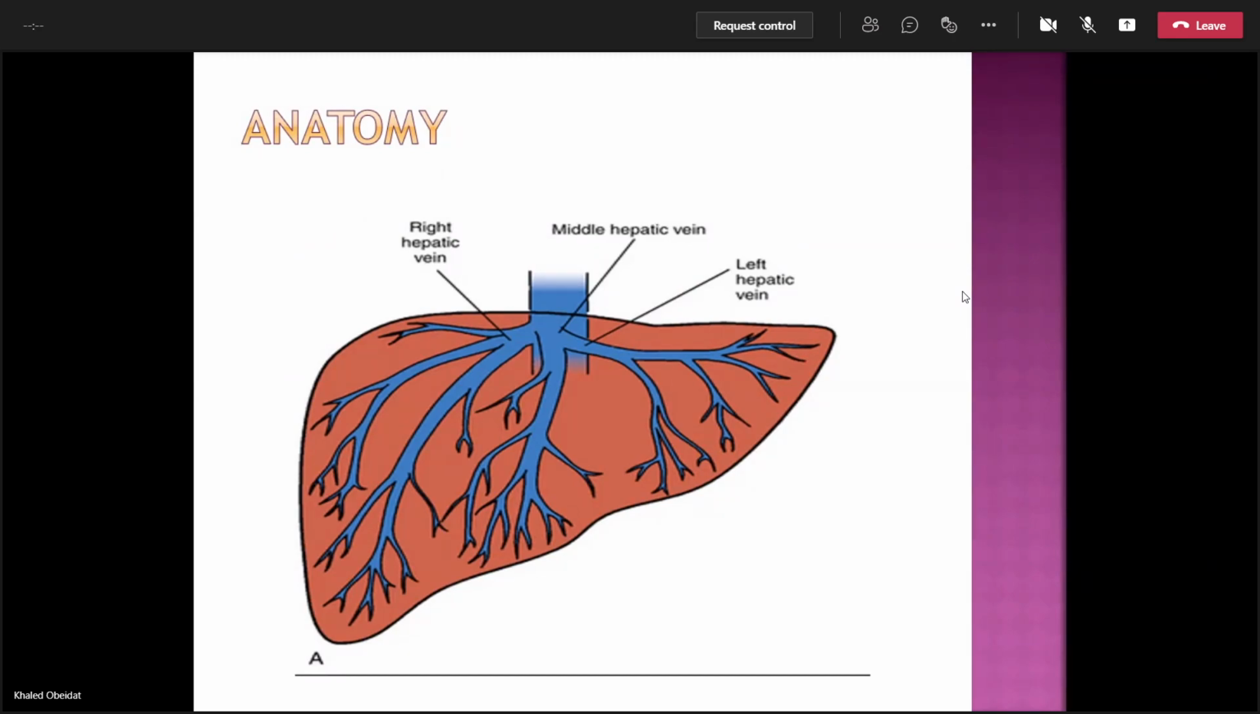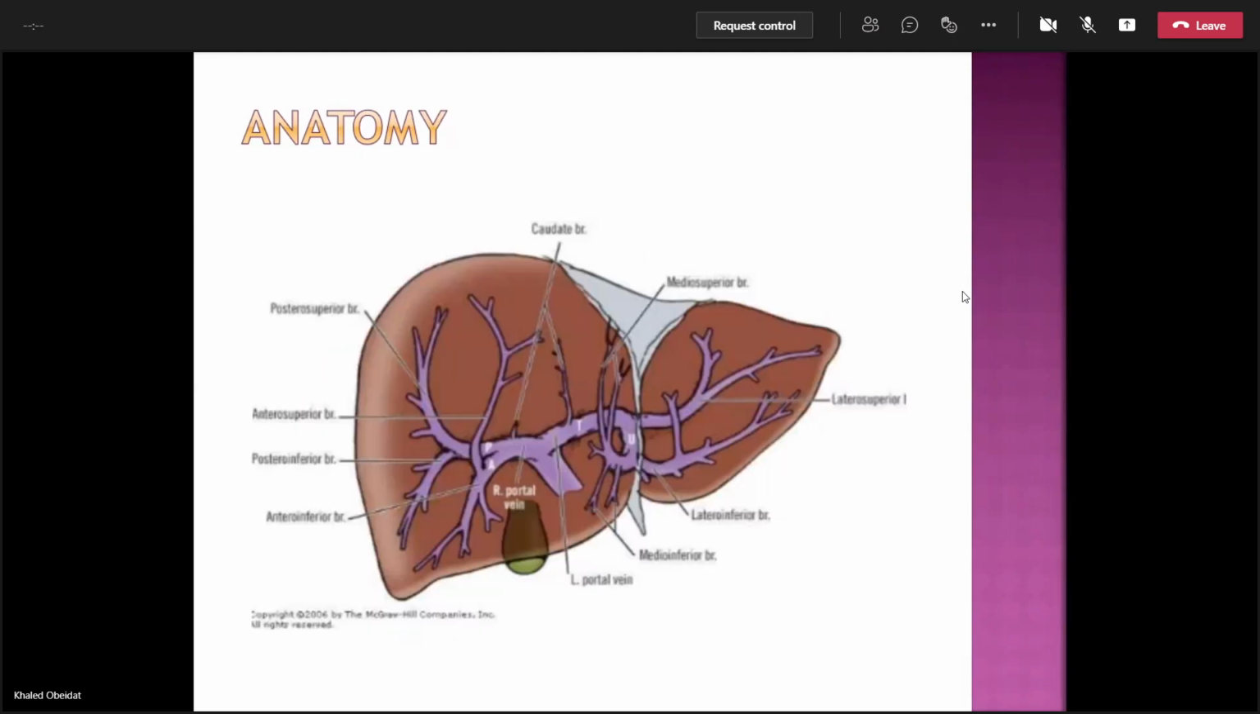This is the internal anatomy of the liver, which is the more important. Here we can see the venous anatomy. We have right, middle, and left. And here the portal vein anatomy divided into right and left. Then the right is divided into right anterior and right posterior. This is right posterior, right anterior. The left is divided into left lateral and left medial.